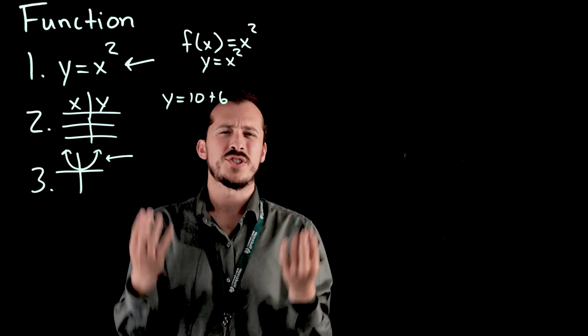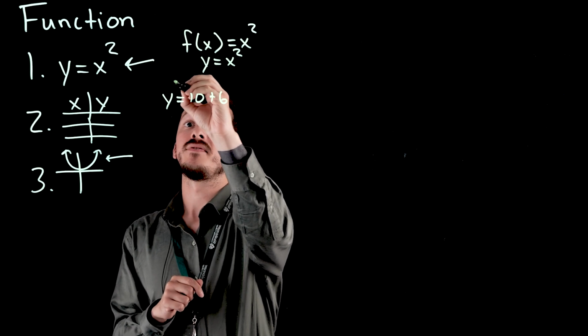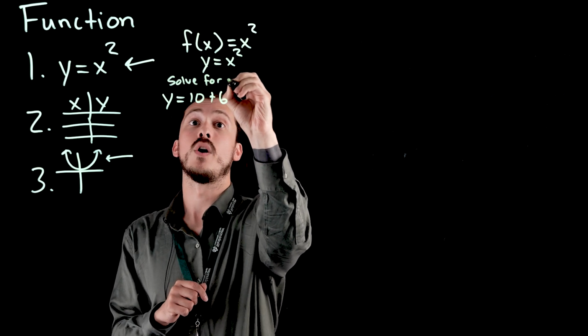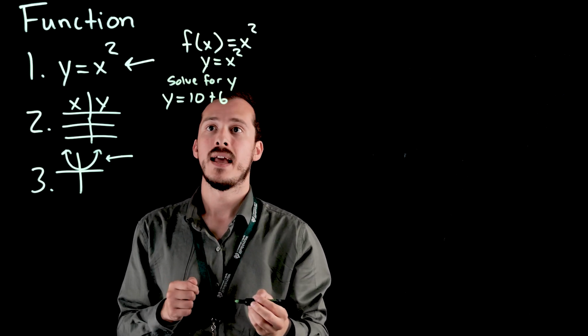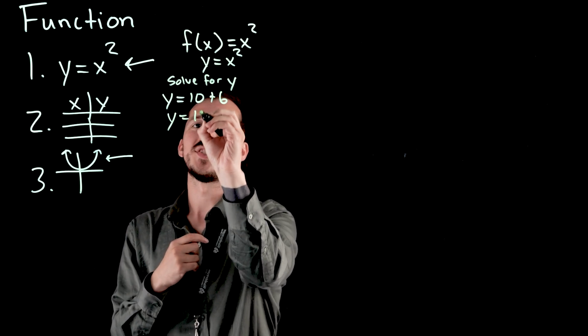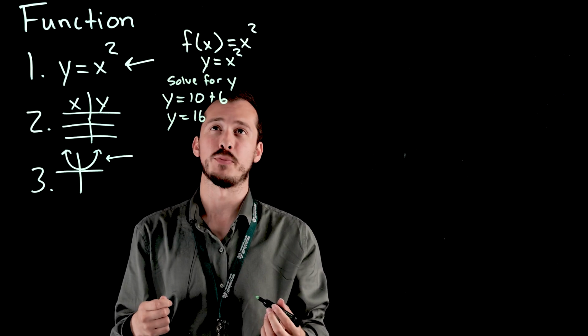If we wanted to solve the equation, you might have seen a command for that. You might have seen a command that said something like "solve for y." So how would you solve for y? Well, you would add both of those numbers together. We get y equals 16 as a result of doing some basic algebra.